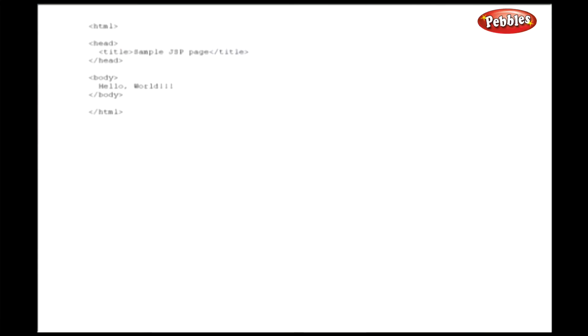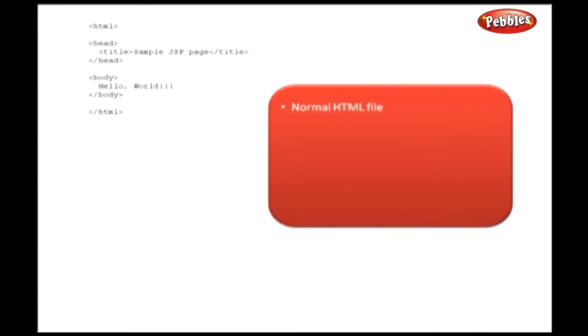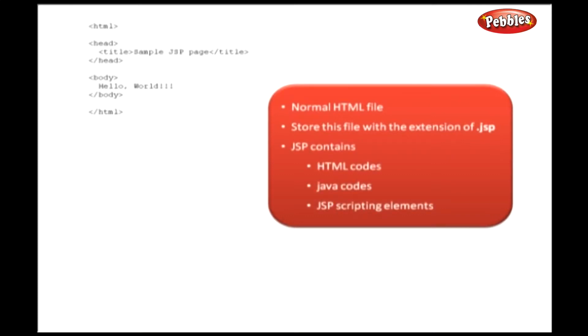Here is the code for the JSP page. This program is a normal HTML file, but we can store this file with the extension .jsp. As we discussed earlier, JSP contains HTML code, Java code, and JSP scripting elements. Here we will discuss a simple program. Later on, while discussing the corresponding concepts, we will discuss the JSP page that uses all the concepts.